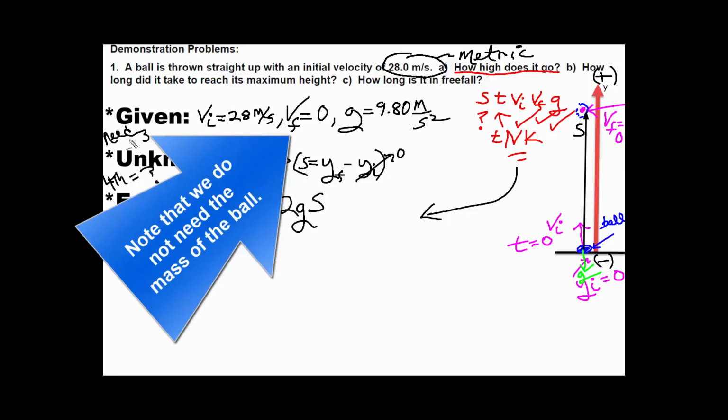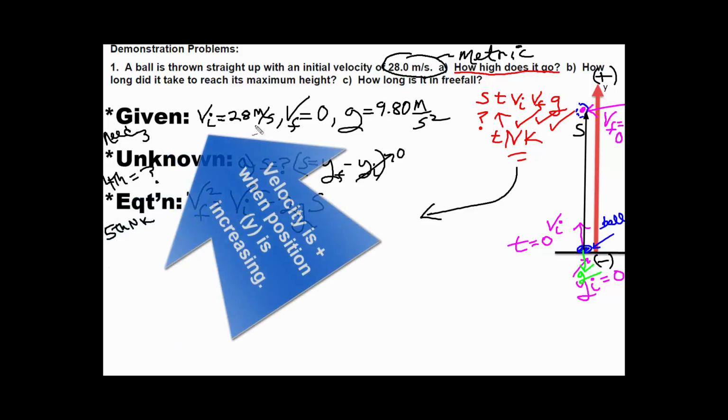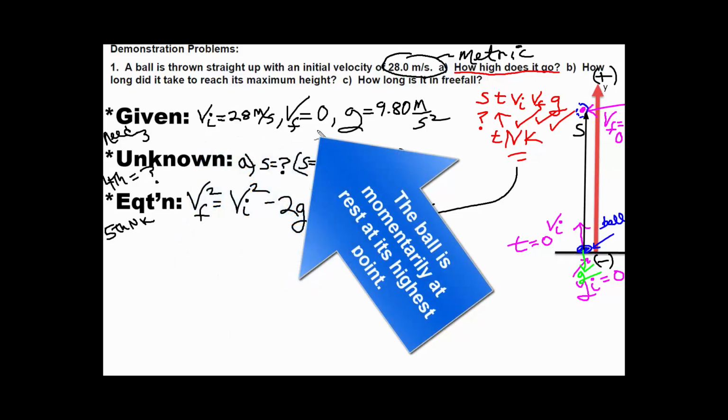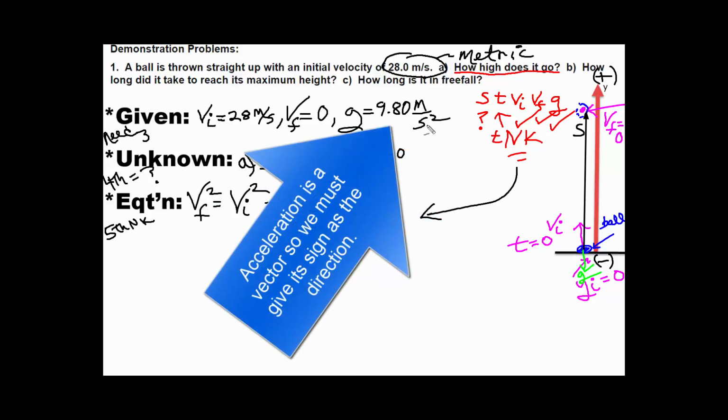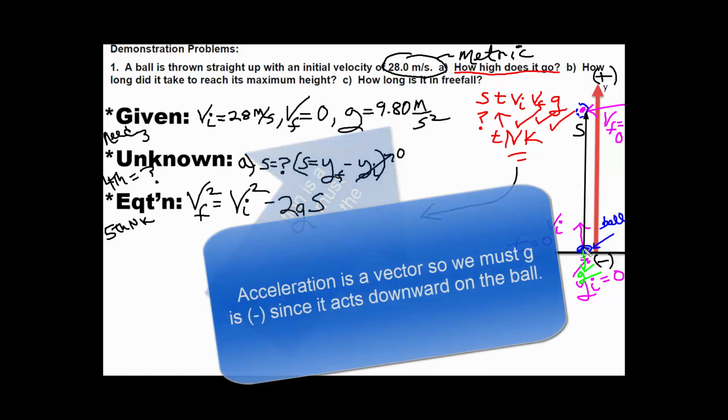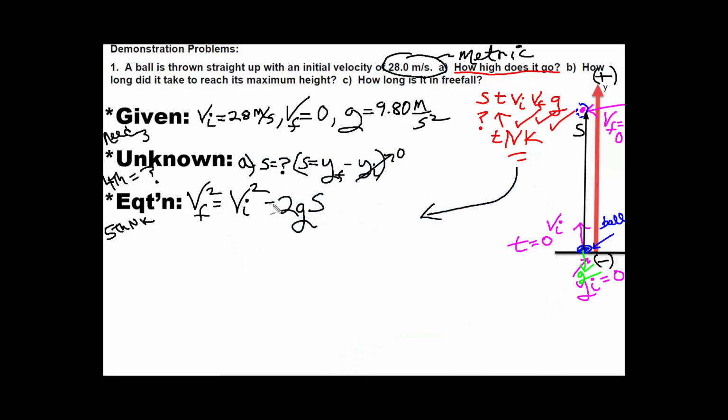The givens, we need 3 things. The initial velocity is 28 meters per second. Velocity is a vector. Its magnitude is 28 meters per second. It was thrown upwards, which is the positive y direction. V final at the top of the ball's travel is 0, and the acceleration of gravity is 9.80 meters per second squared in magnitude. It is in fact in the downward direction. There is a minus sign there, and the equation will incorporate that minus sign.